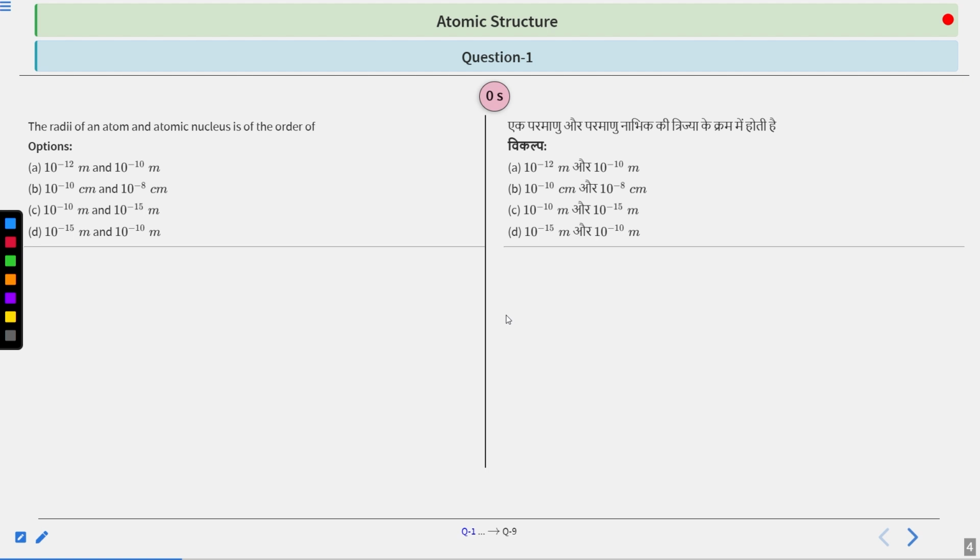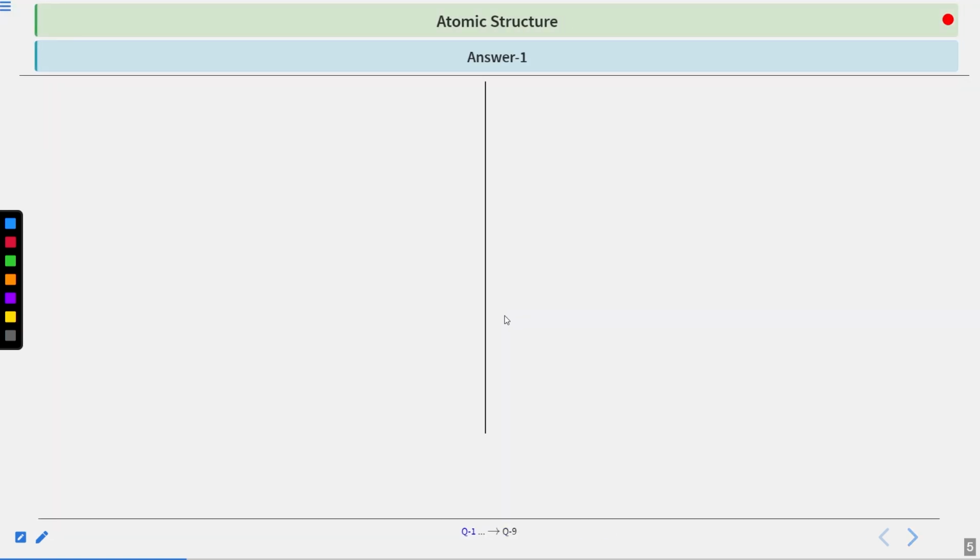Okay, now let us see how we can solve this question. First of all, let us try to understand this question. The question is basically saying that you have to predict the radii of an atom and atomic nuclei. So you have to predict the order, right? Order means, suppose you are considering Planck's constant, it is 6.6 into 10 to the power minus 34, or 36 according to the unit. Now the 10 to the power minus 34 or 36 that we are getting is mentioned as the order of that given value.